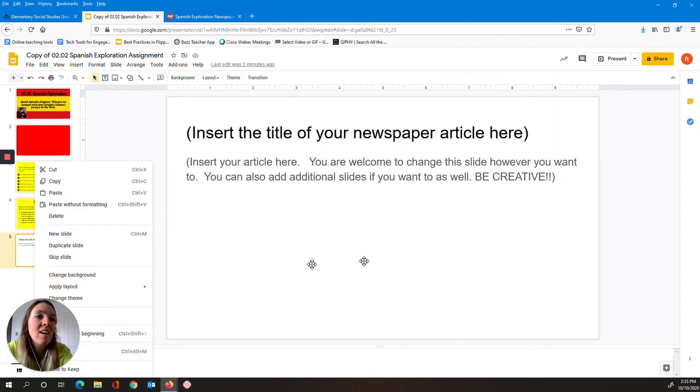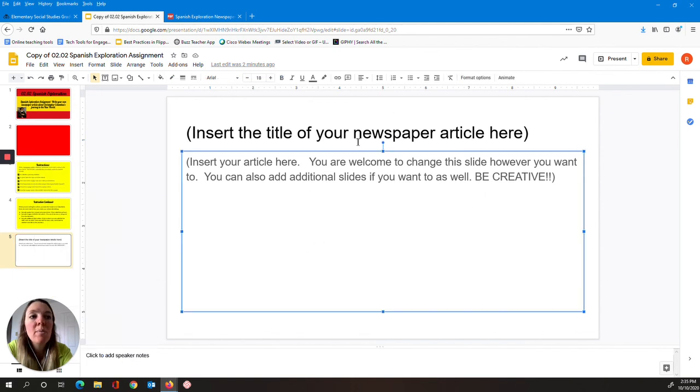And then the next slide is where you're actually going to do your newspaper article. You're welcome to change this slide however you want. You can change the background, you can put in pictures, quotes, whatever. Be creative. This is for you guys. If you want to create more than one slide or you need more than one slide, you're welcome to also do 2 or 3 slides or whatever you choose.